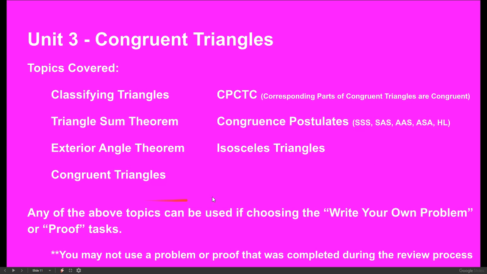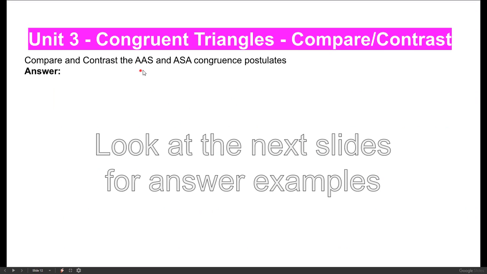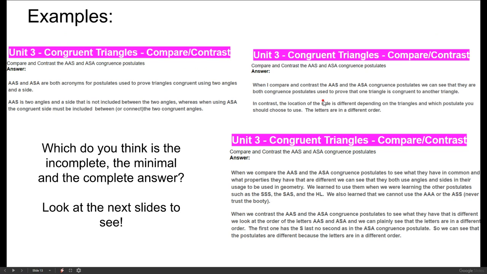Unit 3 was my congruent triangles, but it had a lot of other things. It also had some theorems, classifying triangles, and isosceles triangles, so your compare-contrast could follow any of these. The sample that we have is to compare the angle-angle-side and angle-side-angle congruence postulates. So we're going to look at the next slide to see some answer examples.